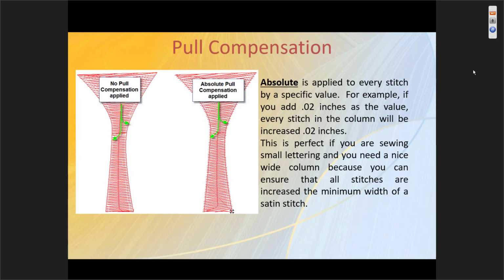inches. So if you had a design and you were trying to increase that so it was at least the minimum width to sew out as a satin, again, you'd be able to figure out, okay, I'm going to measure this on my screen, and let's say it is 0.03. Again, you can add 0.02 and it's going to give you the minimum plus a little bit so that it has room to pull. So that is your pull compensation.